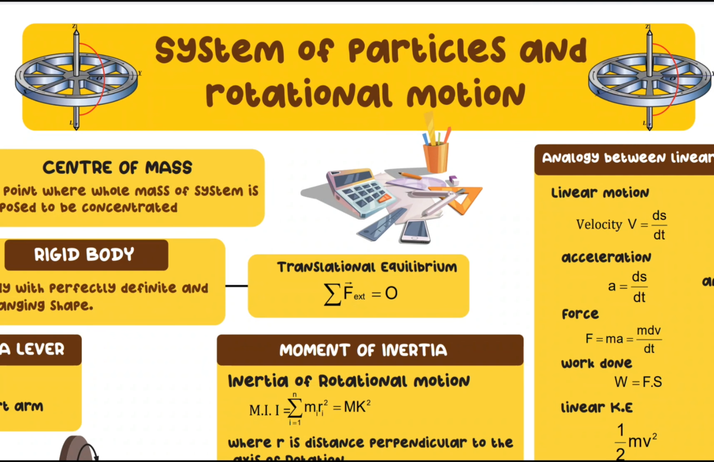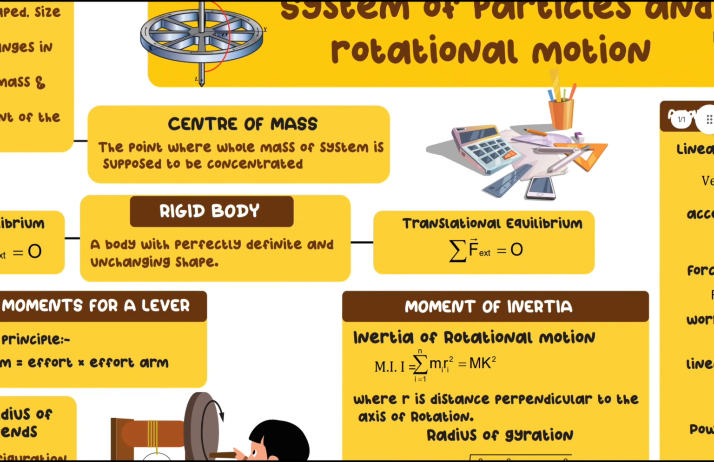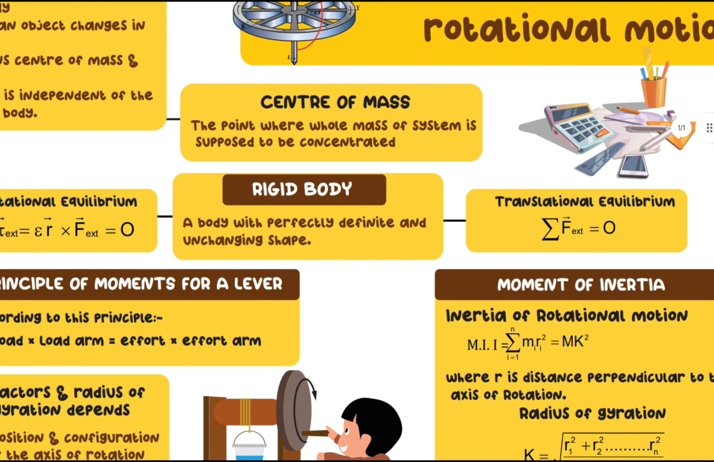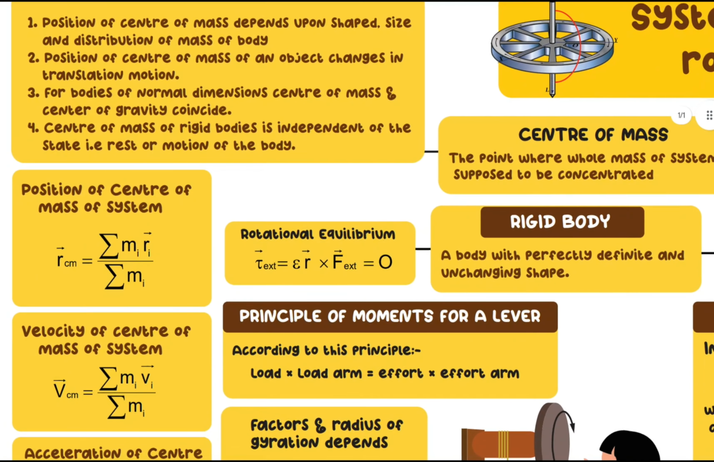In this video, we are going to discuss system of particles and rotational motion, starting with center of mass, the point where the whole mass of a system is supposed to be concentrated. The position of a center of mass depends upon the shape, size, and distribution of mass of a body. The position of the center of mass of an object changes in translational motion.